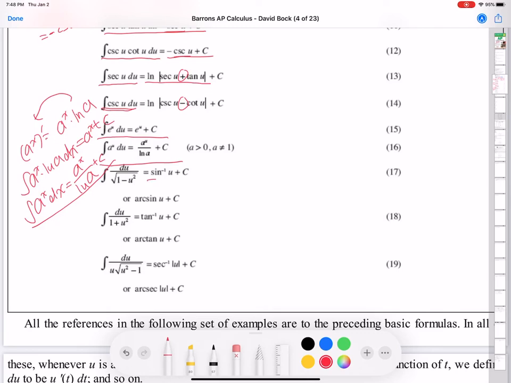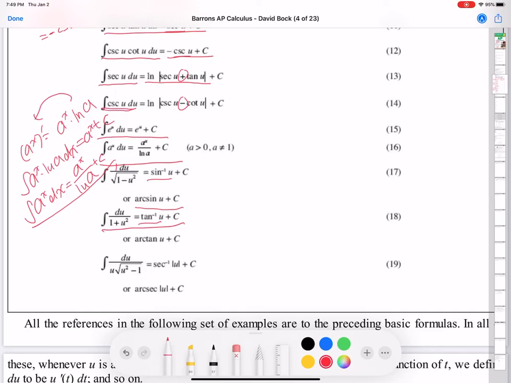Sine inverse, arc sine x derivative was 1 over square root 1 minus x squared, right? That's why integral 1 over square root 1 minus u squared du is equal to sine inverse u plus c. Or arc sine u plus c. Same thing. What about tangent inverse function's derivative? There was 1 over 1 plus x squared. So integral 1 over 1 plus x squared dx equals tangent inverse x plus c. Or arctangent x plus c.